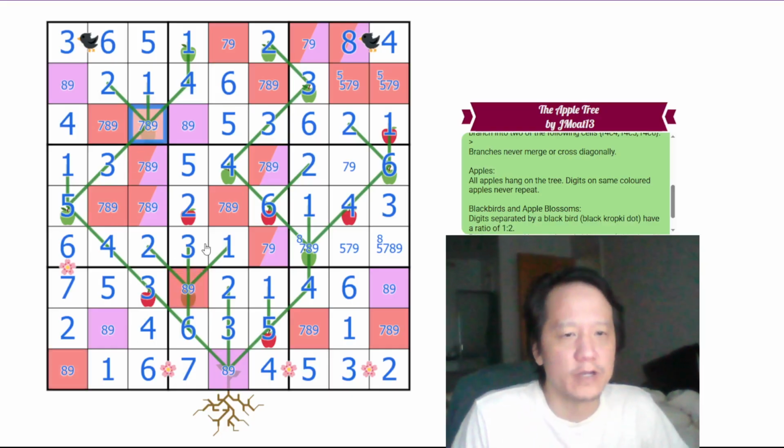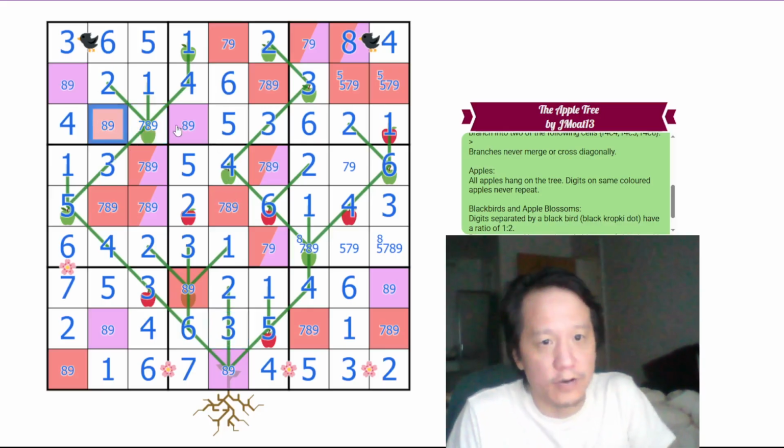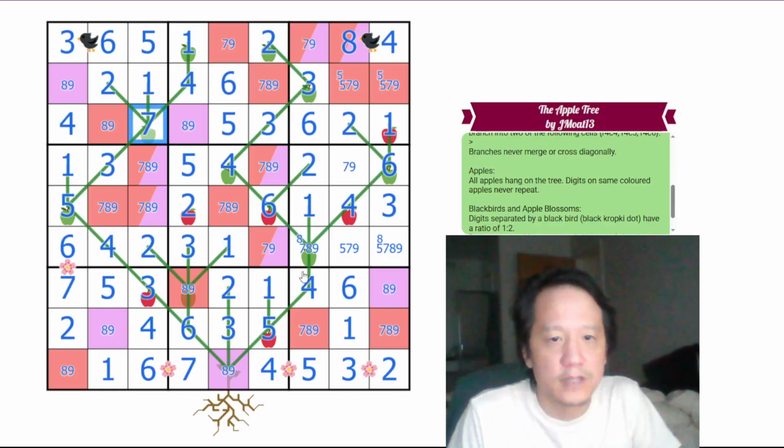This can't be red because this is already red here. So because of that, this can't be red. This has to be the red. It's the other 8 or 9, so this must be 7, which means this can't be 7. This can't be the red one. It must be the pink one then. So this is pink, which means this cannot be pink here. The pink must be here, and it must be 8.